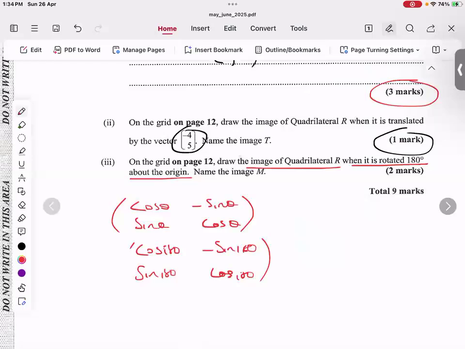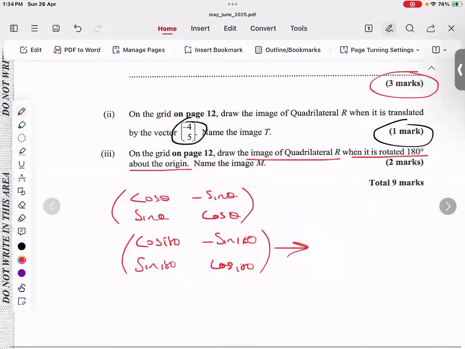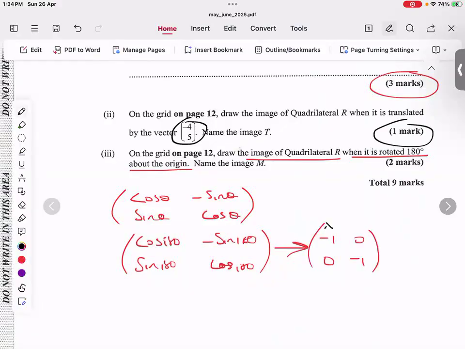This will tell me exactly what happens to the points. So what is cos of 180? Is that 0? No, or is that minus 1? Cos of 180 is minus 1. Yes, sir. Sine of 180 is 0. And cos of 180 is minus 1. So what does this matrix tell me? This matrix tells me that the x values will be negative and the y values will also be negative as well. X will be negative, there will be no y, there will be no x down here, and then the y will be negative as well.